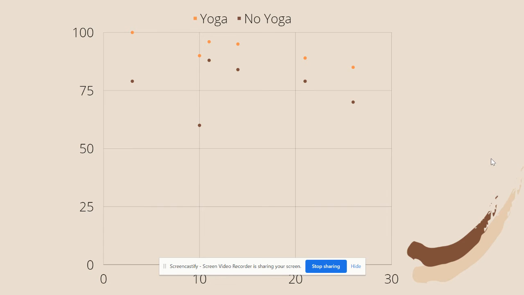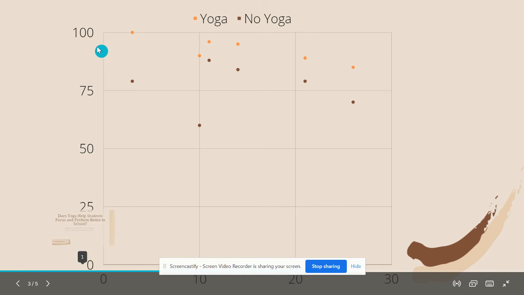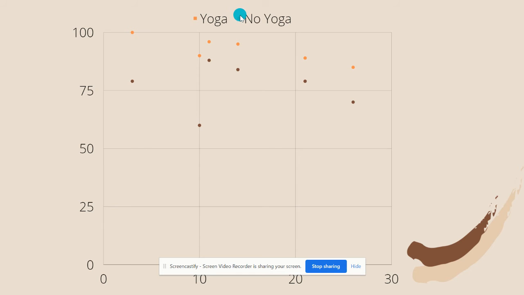This is a scatter plot that I put together, and this is just an example of what they would do, except theirs would be on a whiteboard. But we have the score 0 to 100, and then in orange we have yoga, and then in brown we have no yoga. So as we can see, the students who did participate in yoga received higher test scores compared to those who did not. So that is the conclusion that my students would come to.